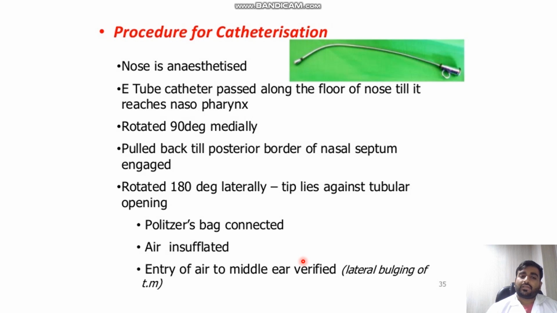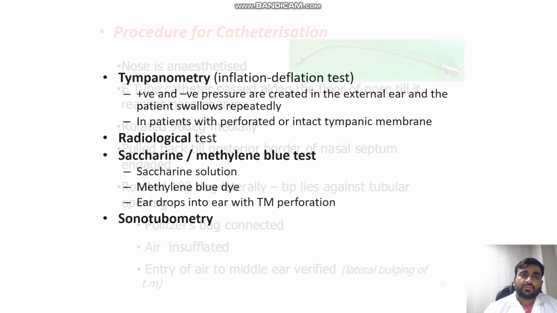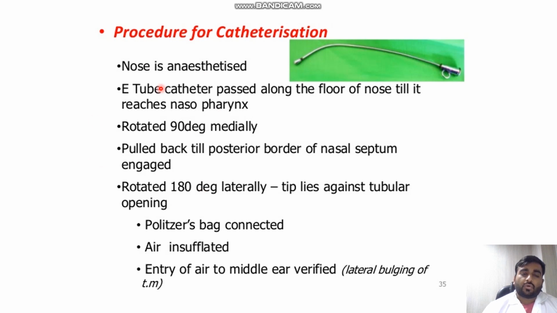A lateral bulging of the tympanic membrane can be seen on otoscopic examination. Now the complications of this test: there are chances of injury to the eustachian tube, bleeding from the tympanic membrane, a vasovagal syncope attack, or injury to other surrounding structures. And this test is difficult or contraindicated in patients with a deviated nasal septum or adenoid hypertrophy.